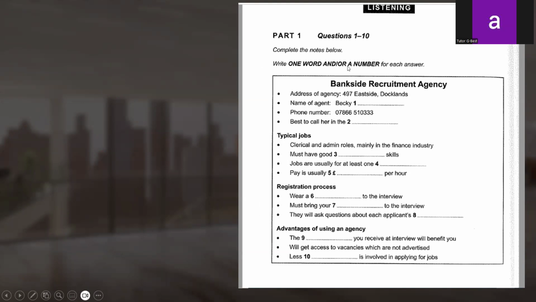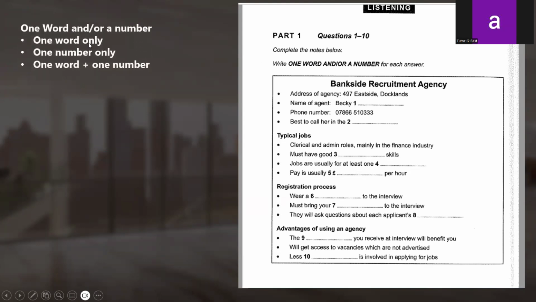So this is very important. Failure to adhere to this instruction will earn you a zero. So what does this instruction even mean? What does one word and/or a number mean? Okay. When you see one word and slash or a number, it means you can write one word only. It means you can write one number only, or you can combine one word with one number.